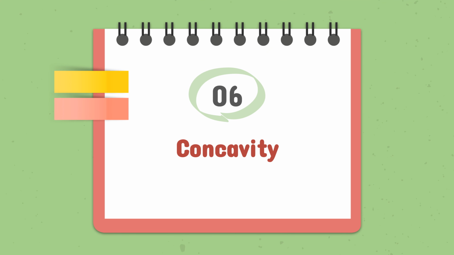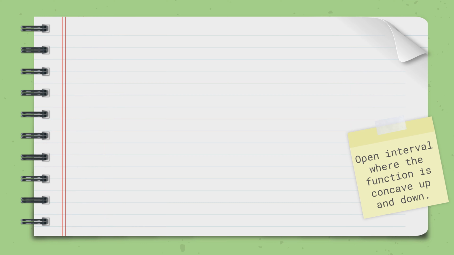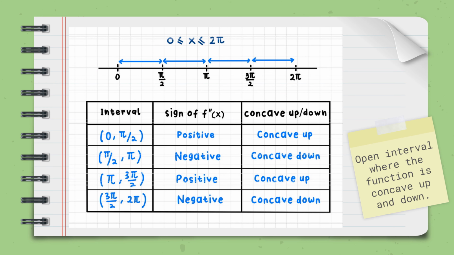Next, we're going to find the concavity. From the question, we need to find the open interval where the function is concave up and down. The first step is we make our intervals based on the question given, which must be x greater than or equal to 0 but less than or equal to 2π. In the first interval we get a positive value and the graph is concave up. The second interval we have a negative value, hence it is concave down. The third interval we get a positive value and it will be concave up, and last but not least, in the fourth interval we have a negative value and the graph will be concave down.